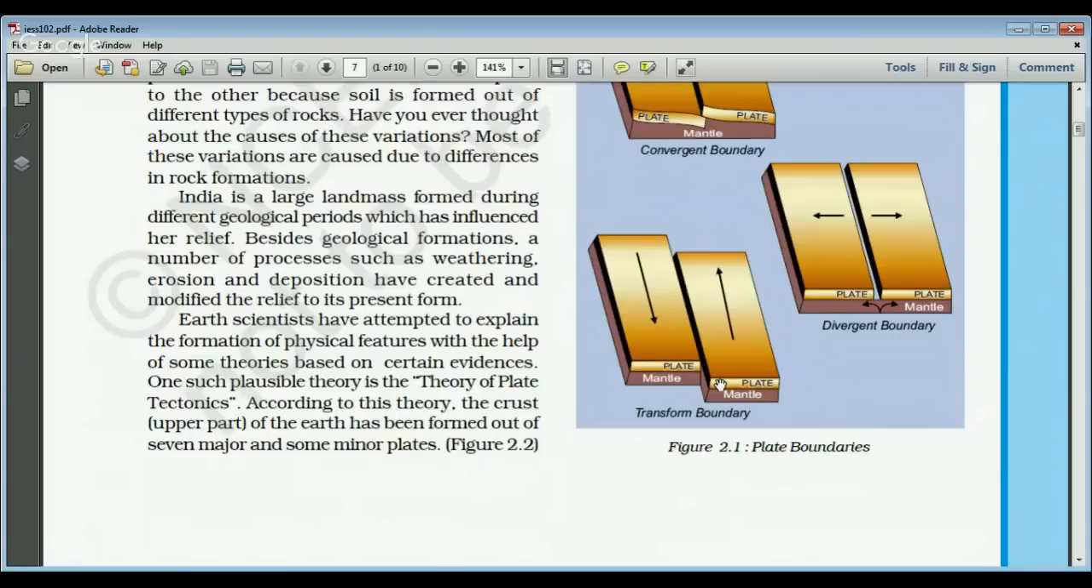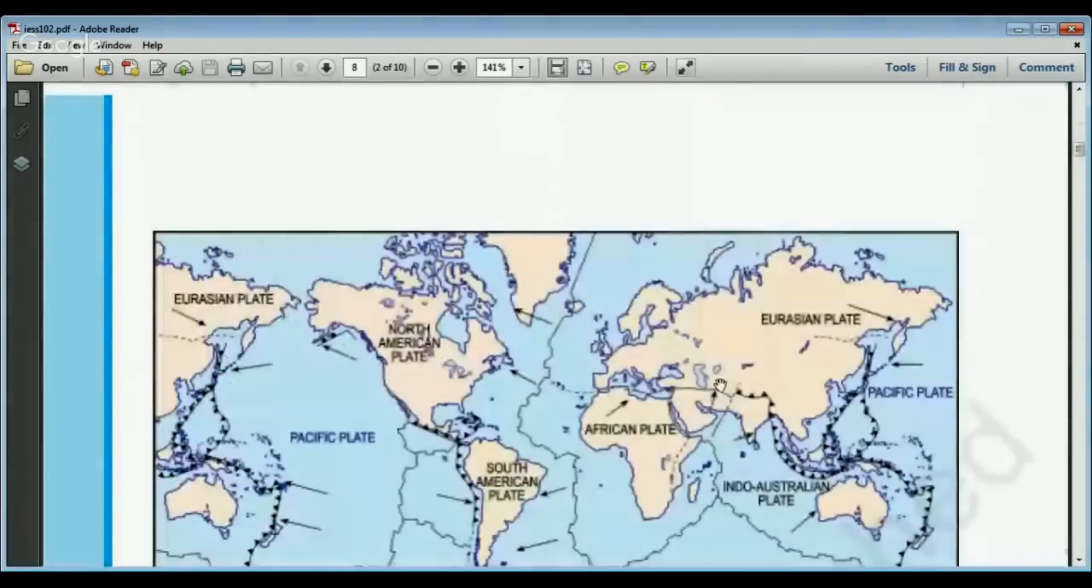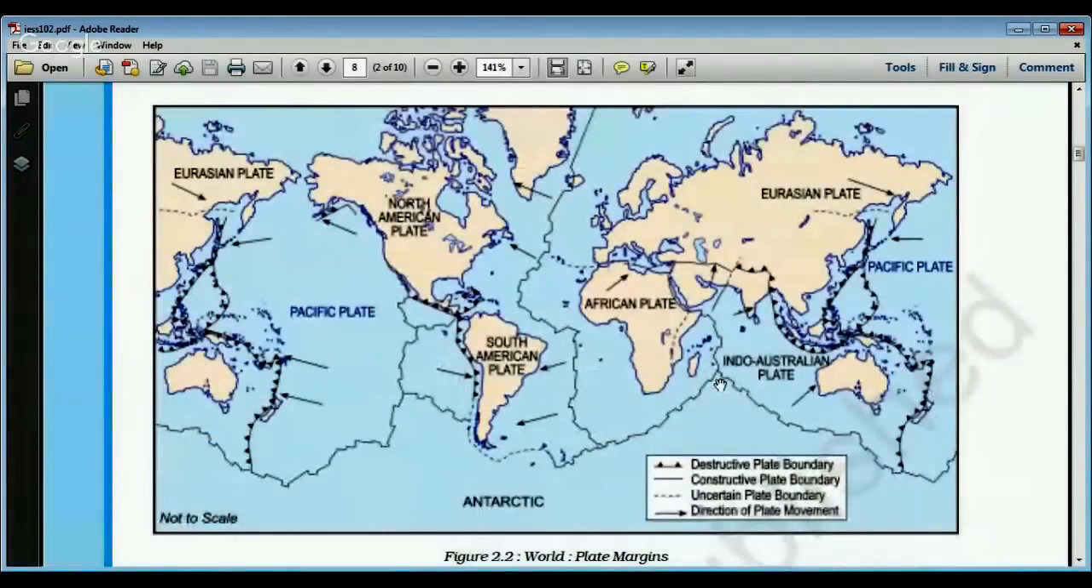According to the theory of plate tectonics, the crust, or the upper part of the earth, has been formed out of 7 major and some 21 minor plates. You can see in this figure there are 7 major plates. The first one is the Eurasian plate, then the African plate, North American plate, South American plate, Indo-Australian plate, and the Antarctic plate. The seventh one is the Pacific plate. These are the seven major plates, and there are around 20 to 21 minor plates.